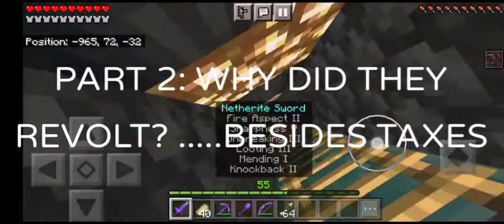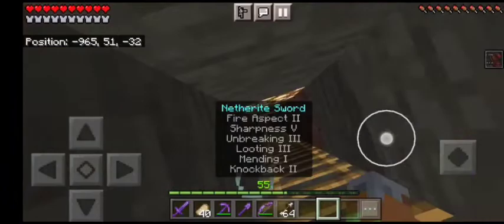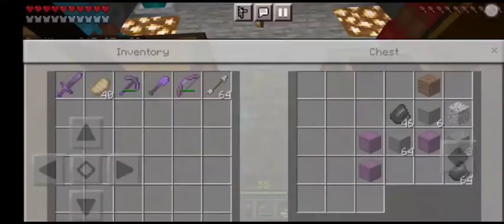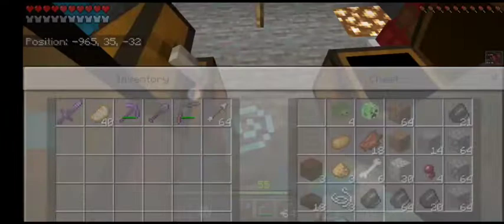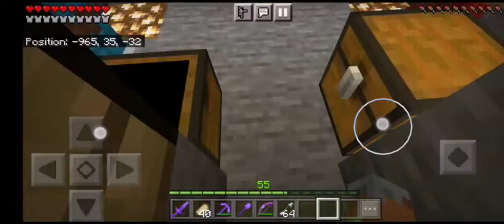Now you may be wondering, why did they revolt? You know, besides unfairly being taxed and all. Well, I'll tell you. What caused the Americans to revolt in particular was, as mentioned, the unfair taxation, but on top of that was the Stamp Act and the fact that most, if not all, of the colony's parliament was from Britain.